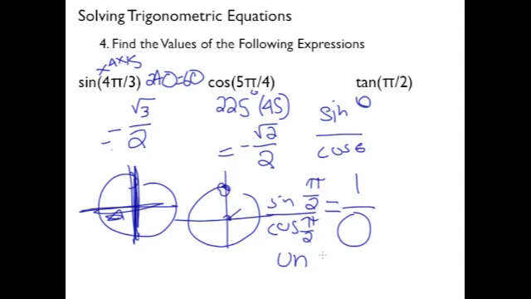No, that means this is undefined. Yes, undefined, because tangent is the slope, and you cannot have a vertical slope.